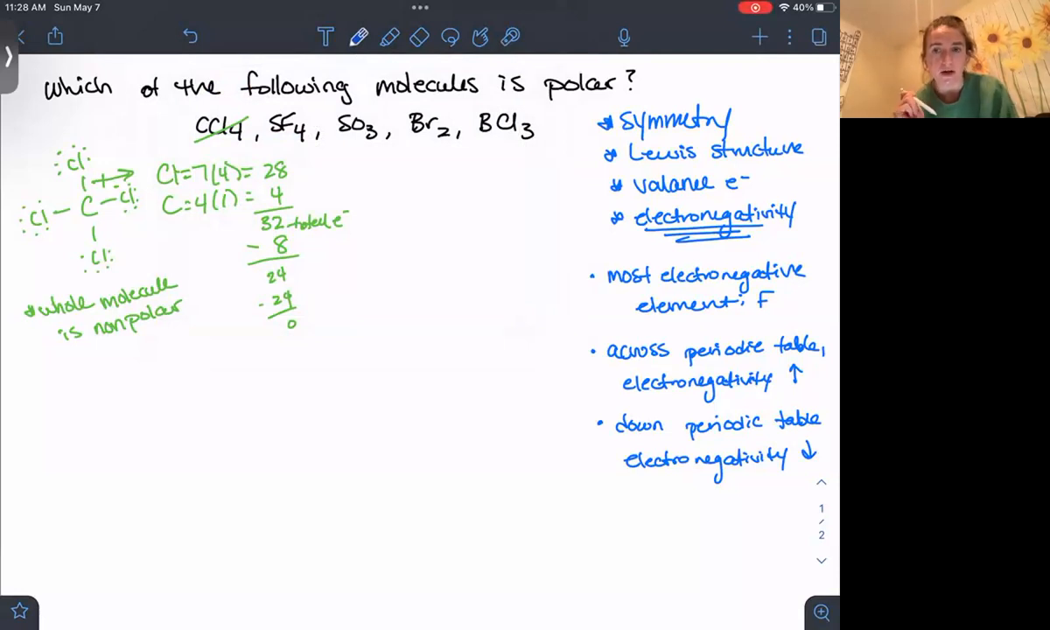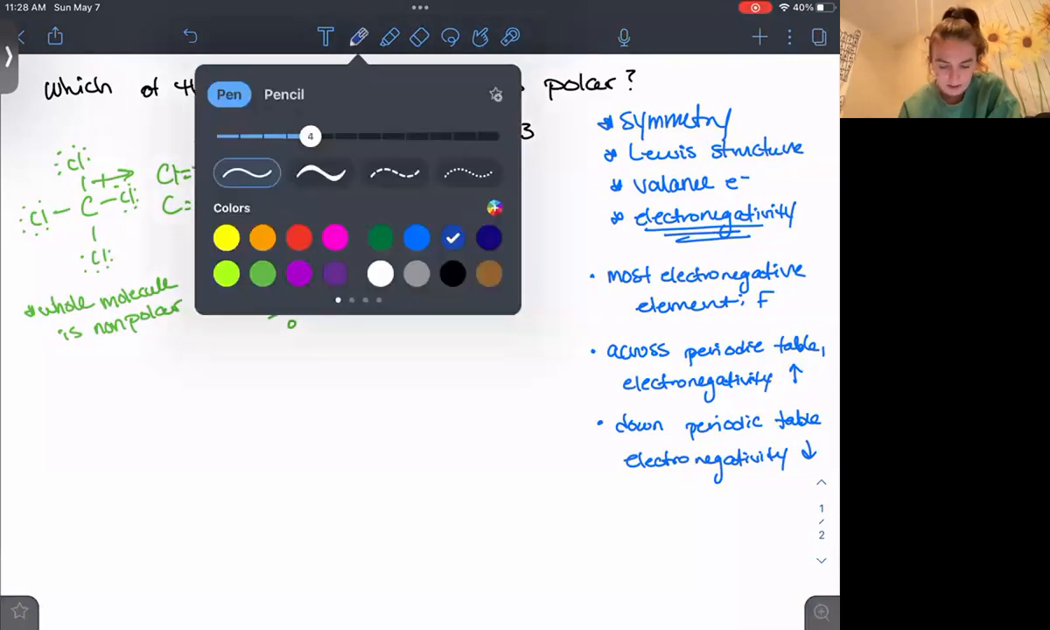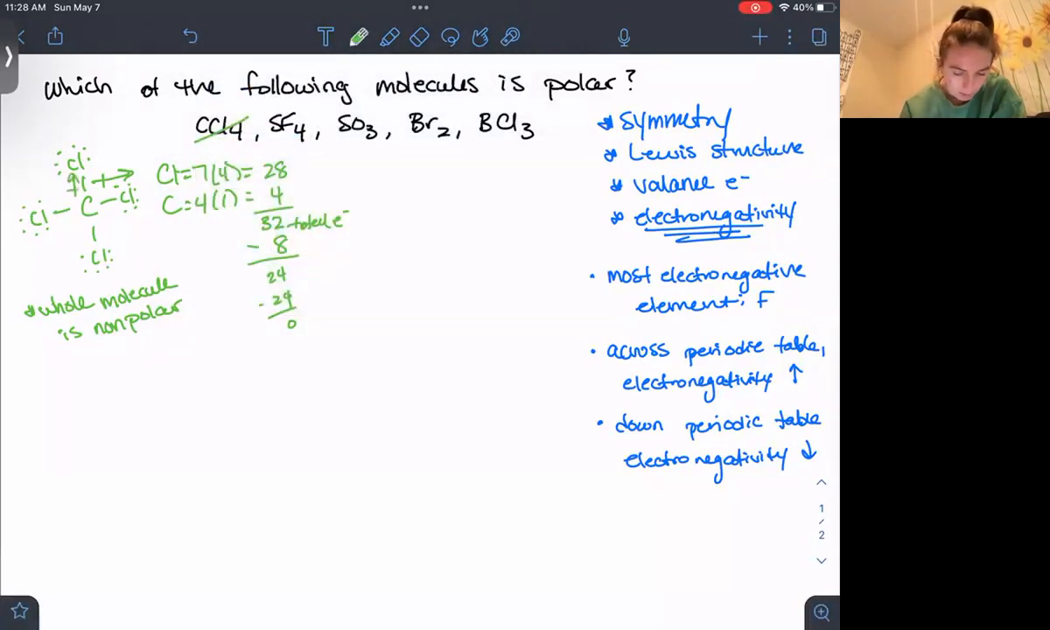Which has more effect, going up or to the right? In terms of size, going down the periodic table is going to affect your size more than going across. So you can assume the same thing for electronegativity as well. And then we determined it was nonpolar because all of our dipoles point outward, and so it looks symmetrical on all sides. So symmetrical structures are nonpolar.